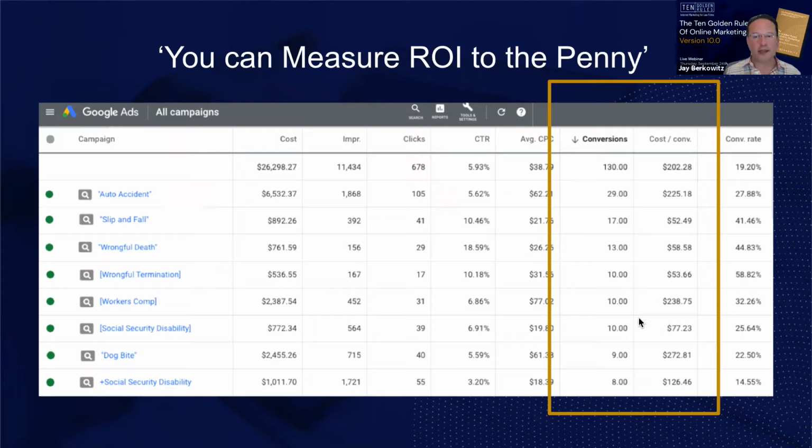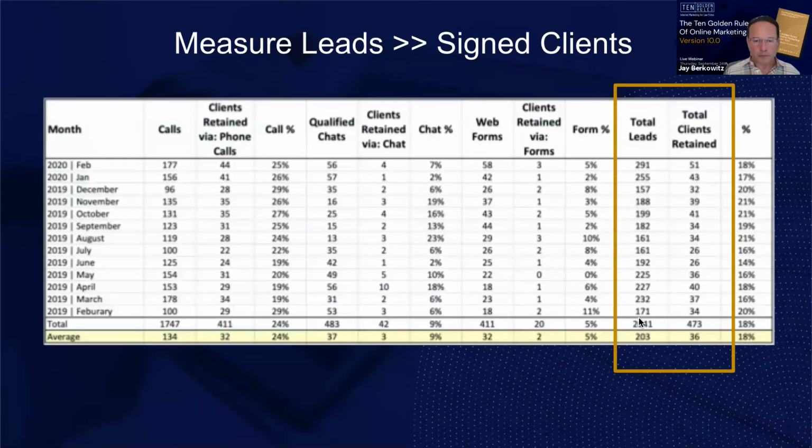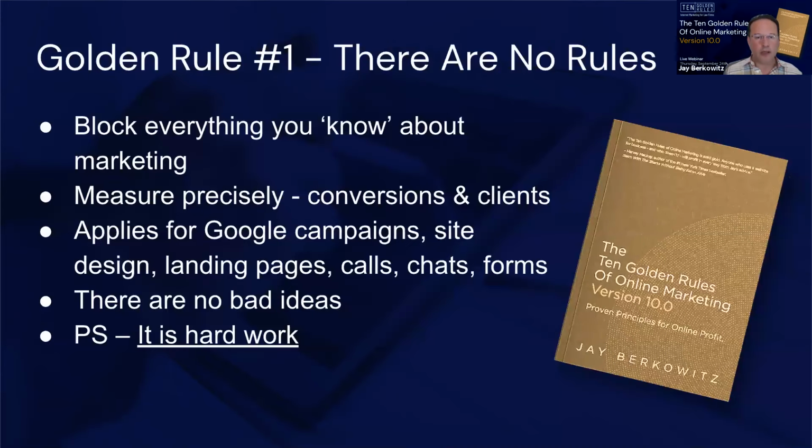What's the cost for a lead for someone filling out a form, doing a chat, or completing a form on the website, or doing a call? And then we can track this very, very precisely: the calls, the call percent, the qualified chats, the chat percent, the forms, the form percent, and how many total leads and how many signed clients. So very, very important that we can measure and we can track to the penny. So golden rule number 1 is really all about measurement.